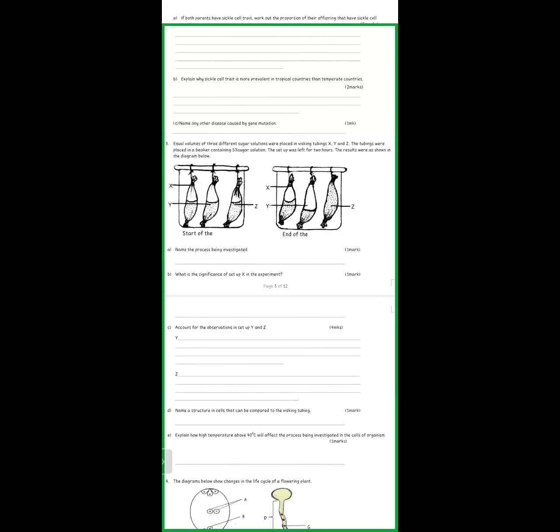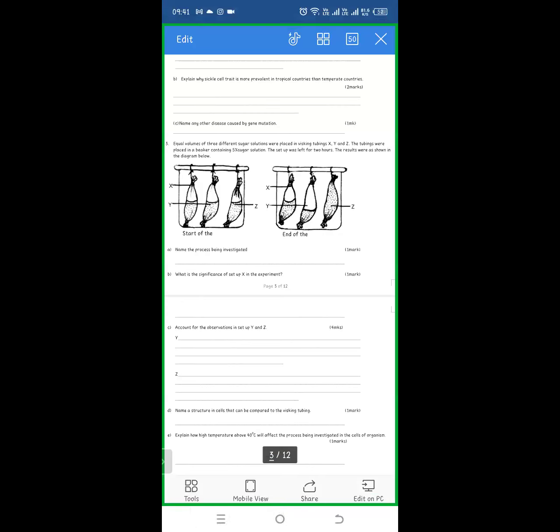So for part A, it is asking, name the process being investigated. Part B, what is the significance of setup X in the experiment? So let us answer those first two: the process being investigated and the significance of setup X.